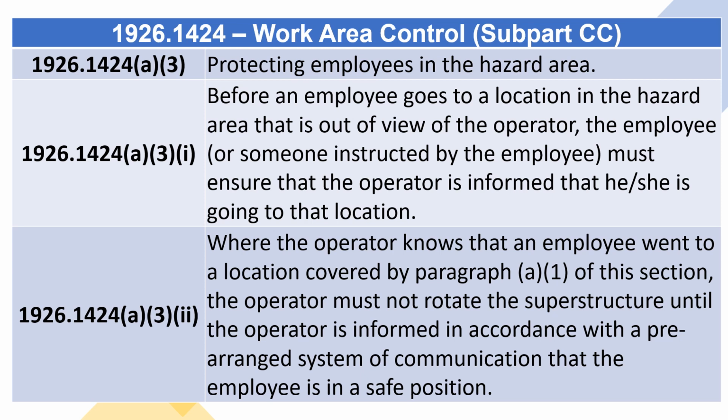Where the operator knows that an employee went to a location covered by paragraph A1 of this section, the operator must not rotate the superstructure until the operator is informed in accordance with a prearranged system of communication that the employee is in a safe position.